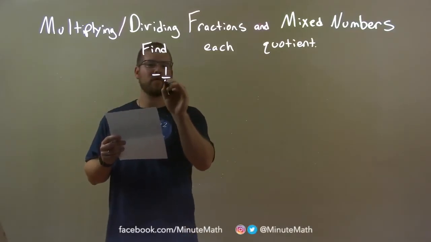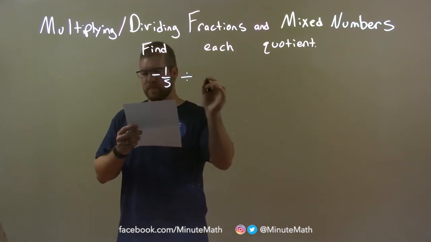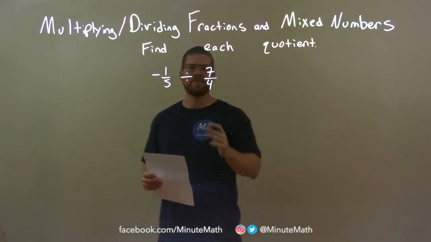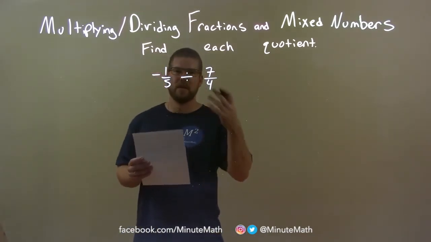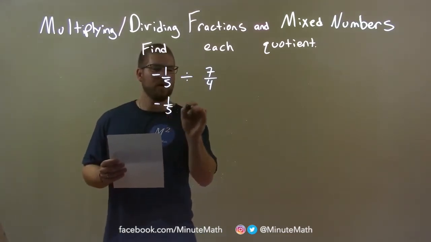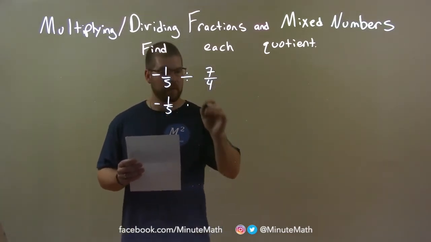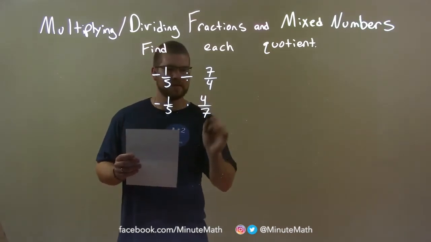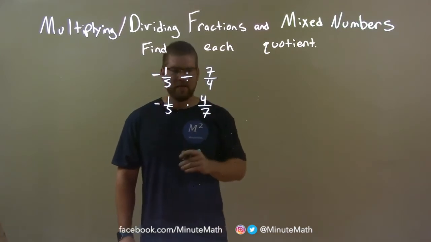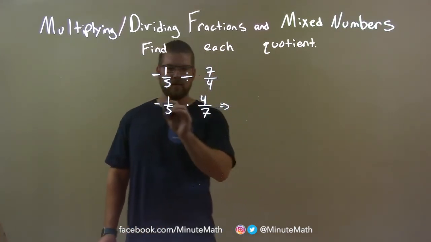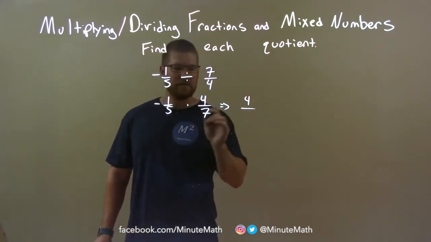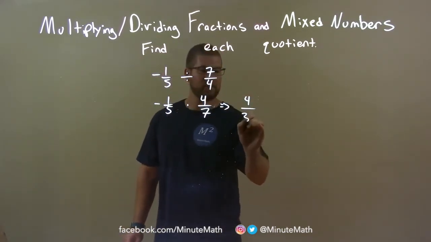Negative 1/5 divided by 7/4. Well, if you're like me, I like to see this as multiplication, not division. So to convert division to multiplication, negative 1/5 times, and I flip the second number, 4 over 7 now. So now I have negative 1/5 times 4 over 7. This I find is easier. Multiply across the numerator and then the denominator. 1 times 4 is 4. 5 times 7 is 35.